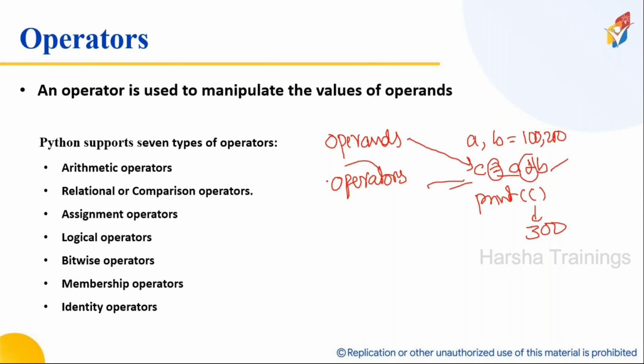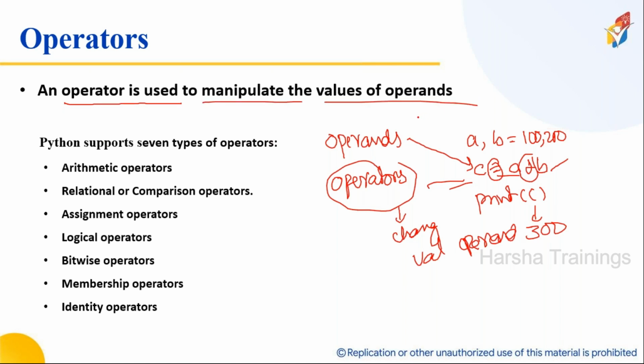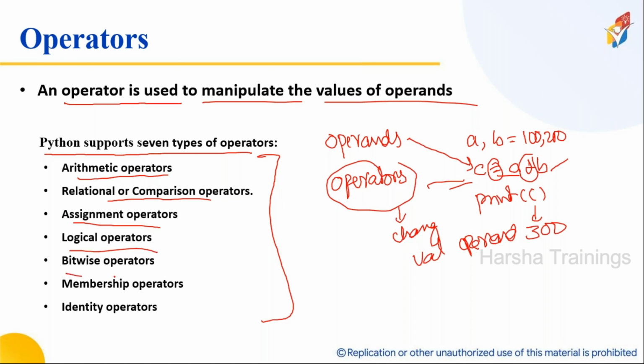Now what are the operators doing? Operators are changing the values of operands. An operator is used to manipulate the values of operands. Python supports various kinds of operators: arithmetic operators, relational comparison operators, assignment operators, logical operators, bitwise operators, membership operators, and identity operators. In total it supports 7 kinds of operators.